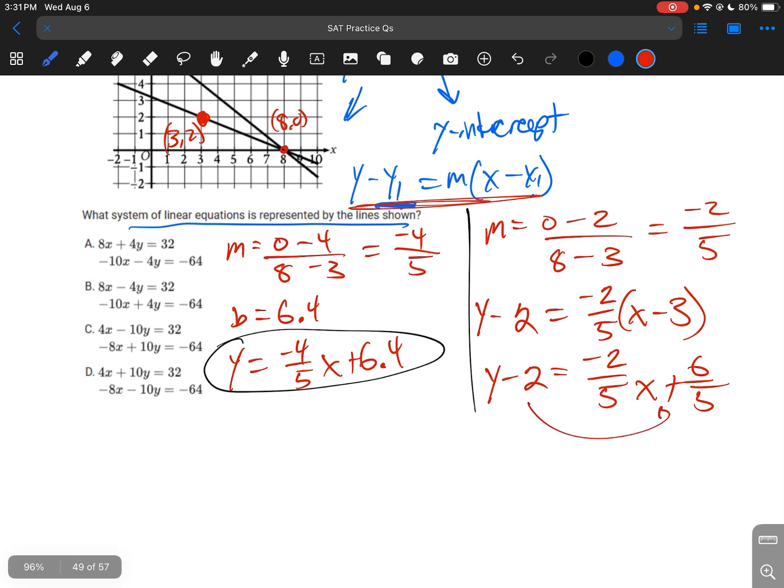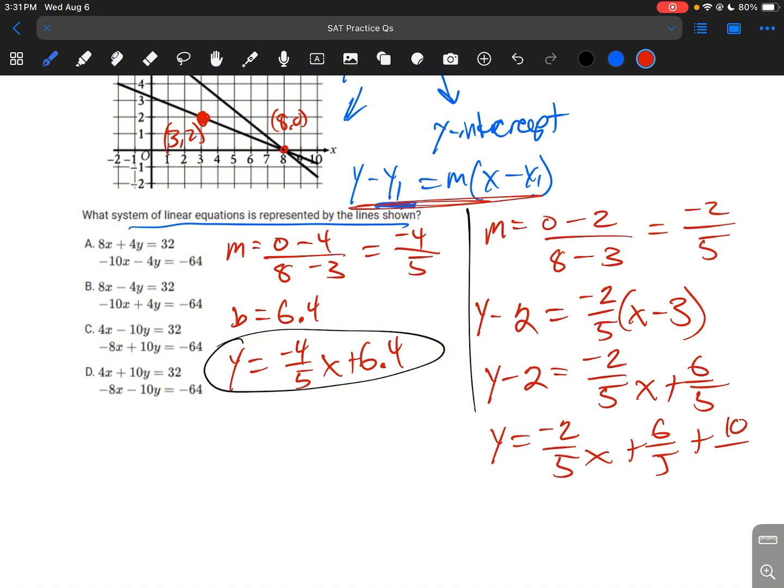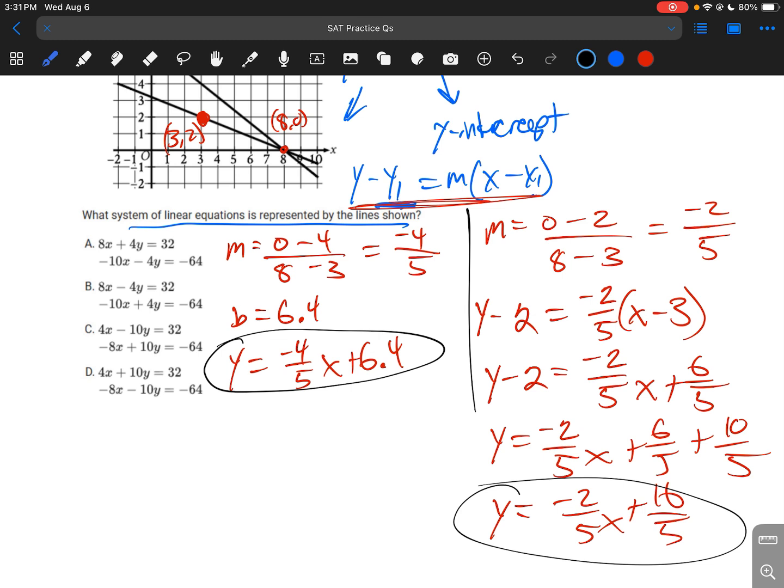And let's move this 2 over. So we add 2 to both sides. Y is equal to negative 2 over 5x plus 6 over 5 plus 2. But we want everything in terms of fractions, and we know that 2 is also the same as 10 over 5. So y is equal to negative 2/5 x plus 16 over 5. Okay, so that's the equation of that line. But hang on, that doesn't look like any of the option choices.